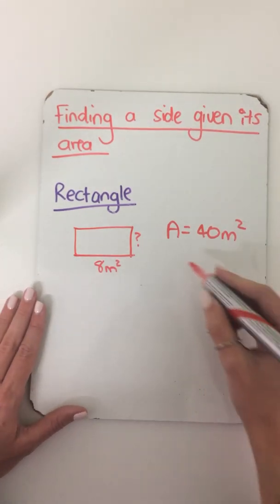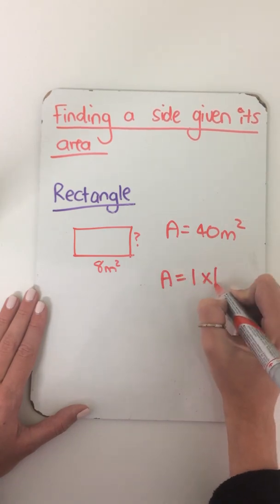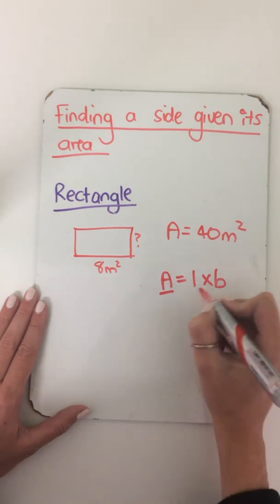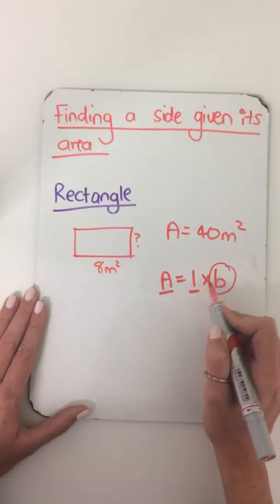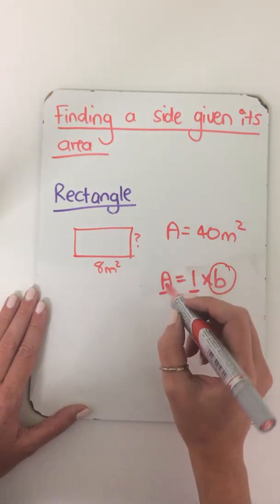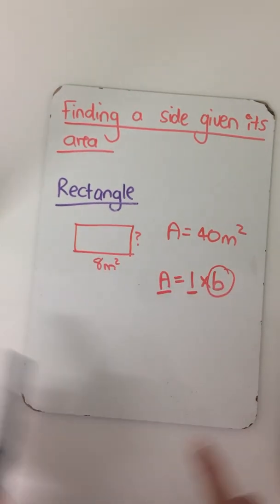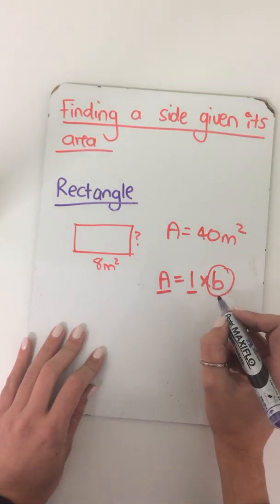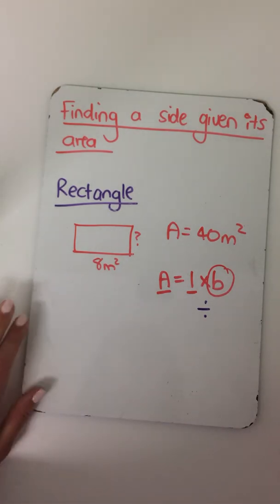How do we do this? Right, we know the formula for area is equal to length multiplied by breadth. But in this example, I already have the area, I already have the length, and now I need the breadth. So we usually say length times breadth, but now we need to work backwards. When we're working backwards, instead of multiplying, we have to do the opposite of multiplying. So we need to divide to find the missing side.